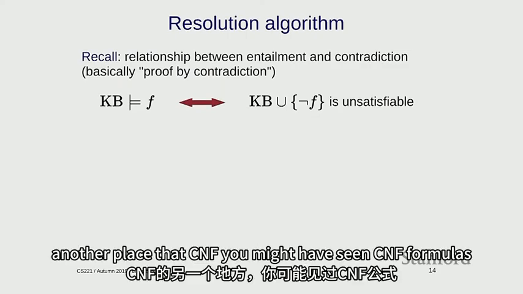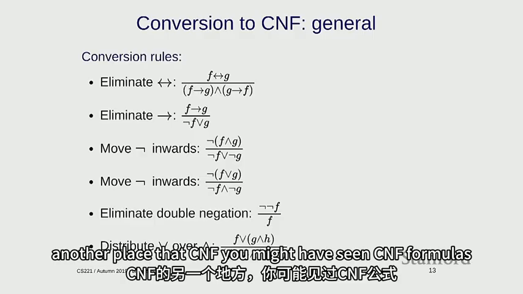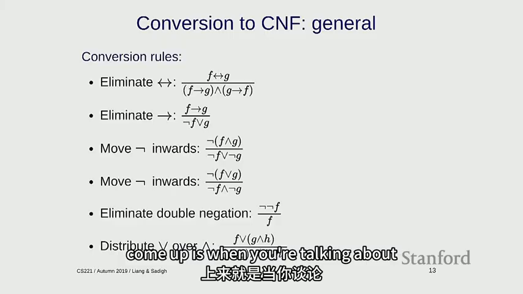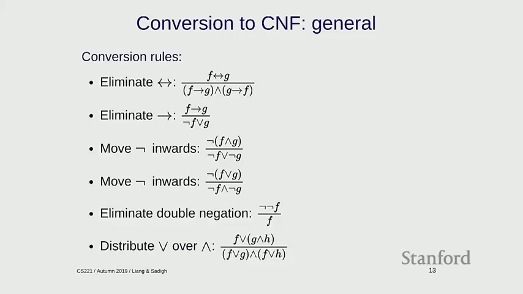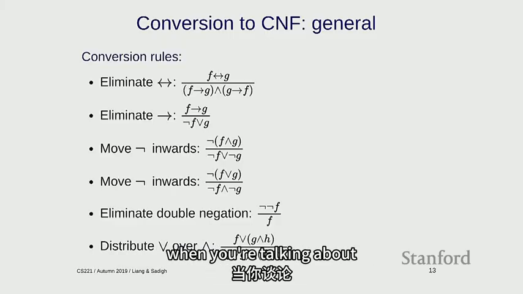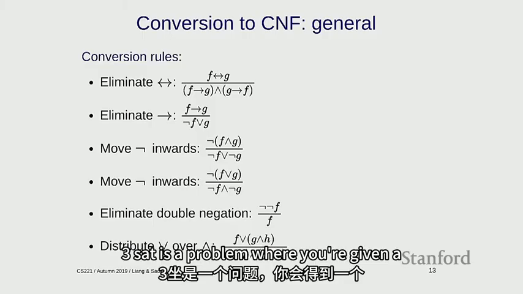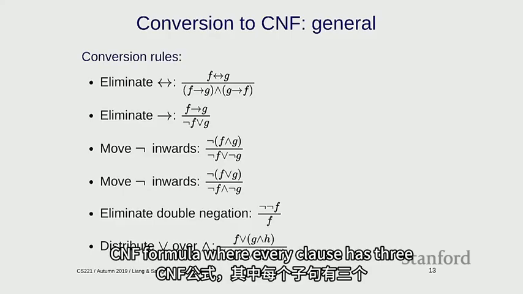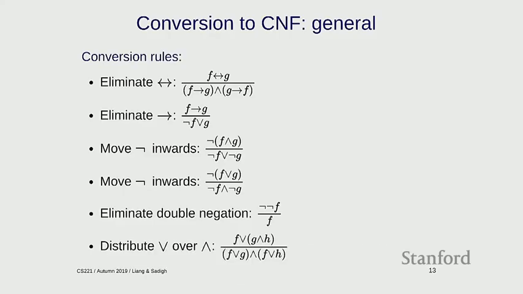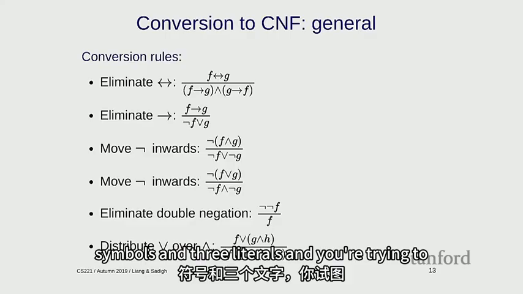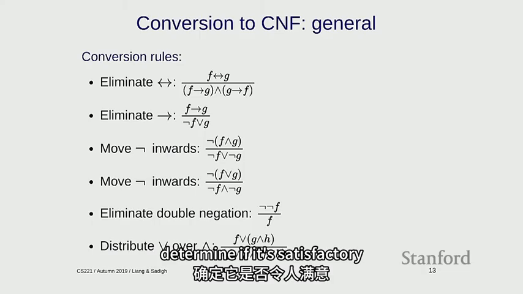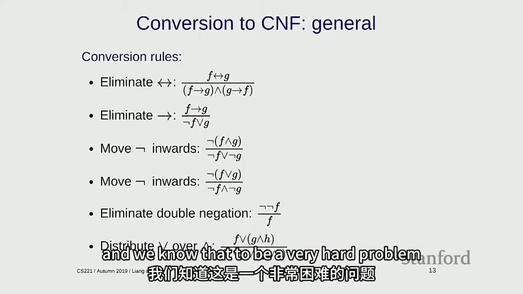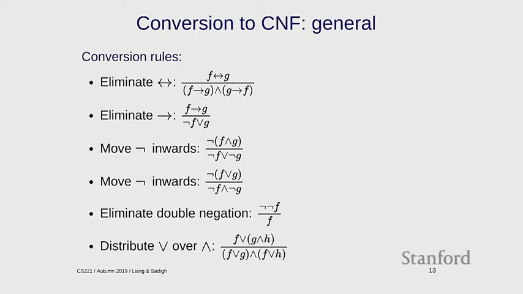Okay. Another place that you might have seen CNF formulas come up is in theoretical computer science, when you're talking about 3-SAT. 3-SAT is a problem where you're given a CNF formula where every clause has 3 literals, and you're trying to determine if it's satisfiable, and we know that to be a very hard problem.